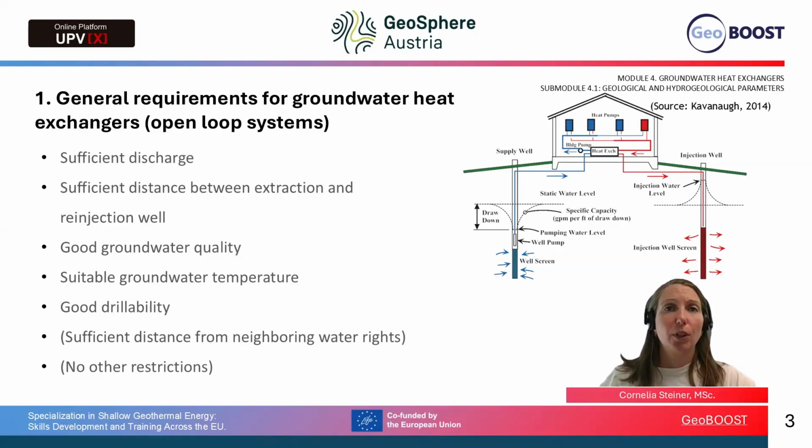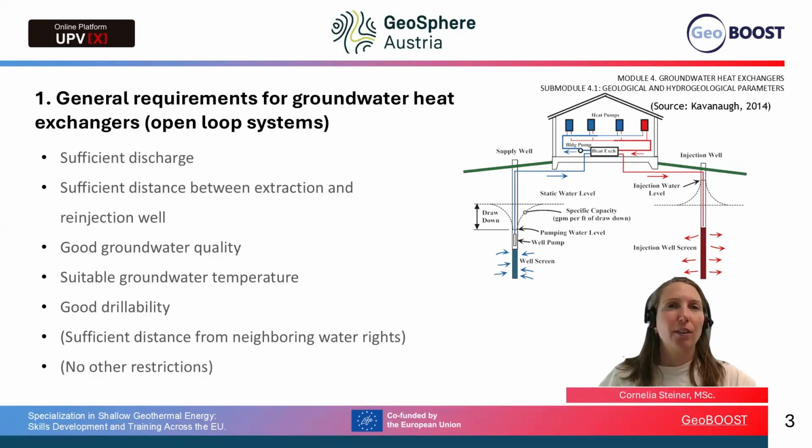And then you can also use the two wells to actually store heat in the groundwater and extract the heated groundwater from the same well as you put it in, and by that you reverse the flow direction. Such a system would then be called an aquifer thermal energy storage. But in this module here, we deal with the groundwater heat exchangers, or sometimes also called pump and dump systems.